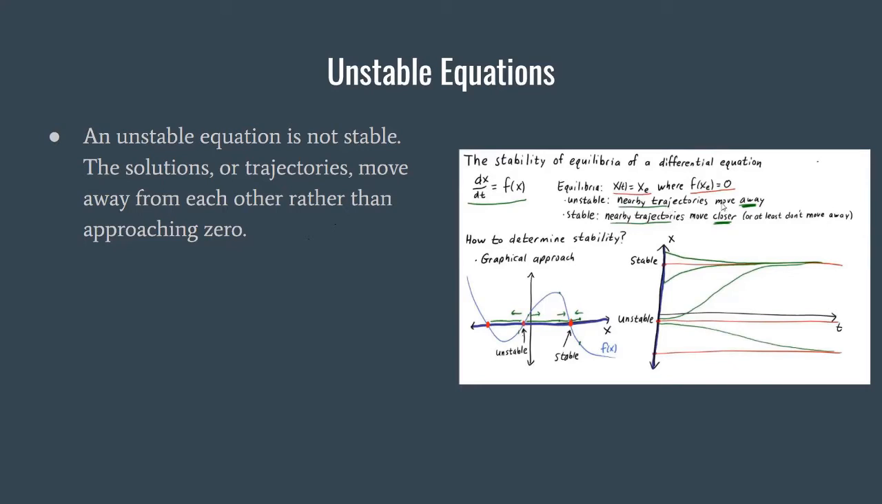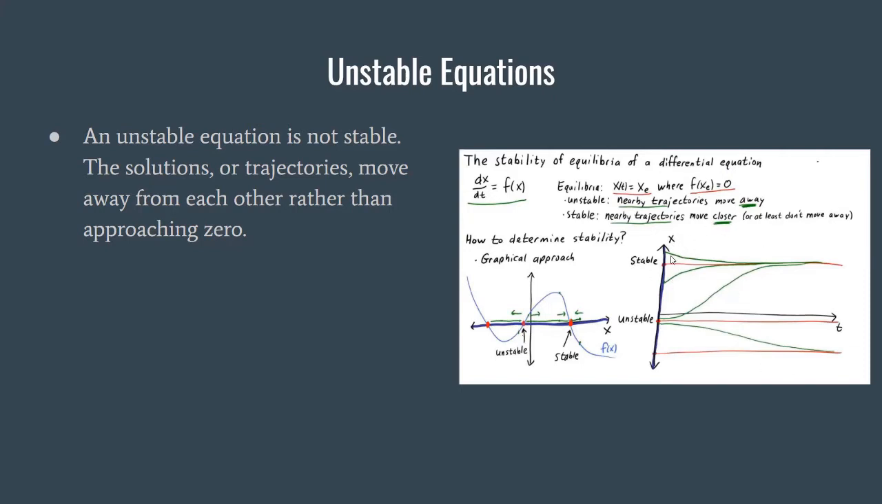Unstable nearby trajectories move away. They're all moving away from each other. And the stable nearby trajectories move closer, or at least don't move away. That's the derivative equation, dx over dt equals f of x. The stability of equilibria of a differential equation.